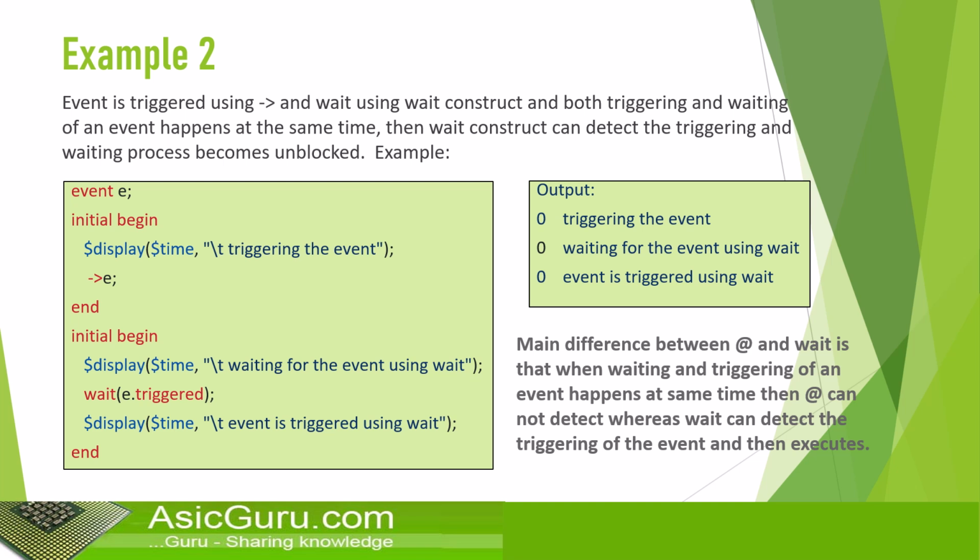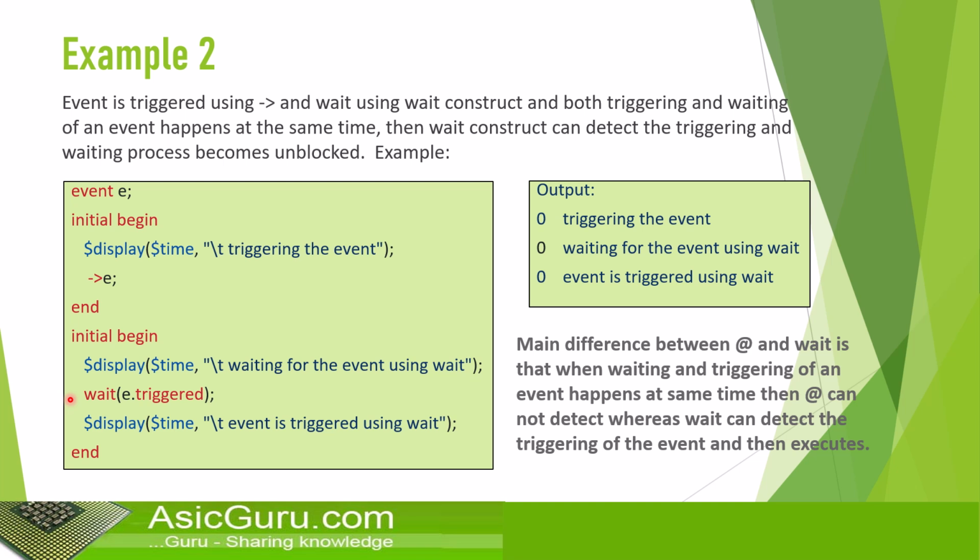So this is another example. Here the event E is again triggered using this operator. In the other initial block, we are using the wait construct instead of the @ operator. So here also, in both the initial blocks, triggering and waiting are happening at the same timestamp.